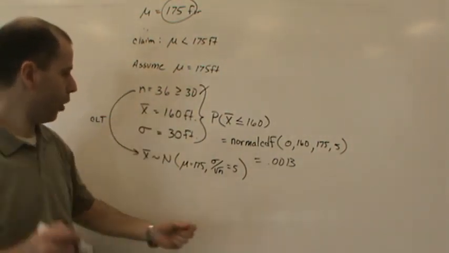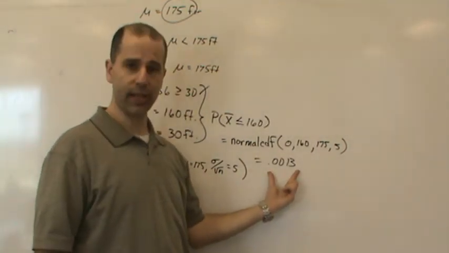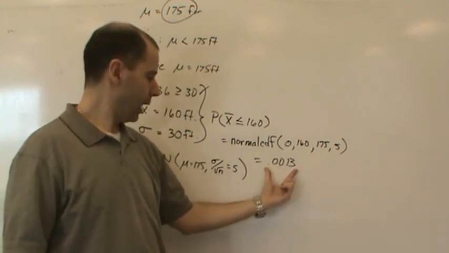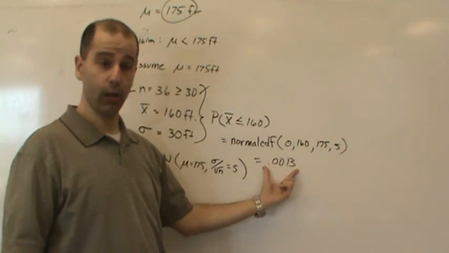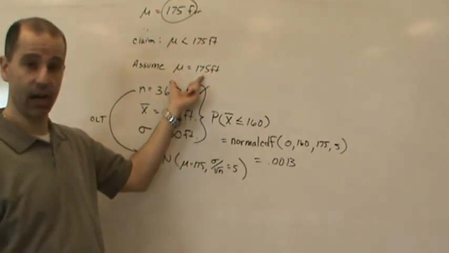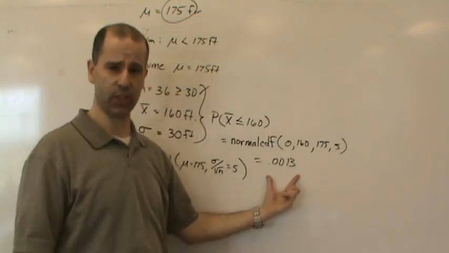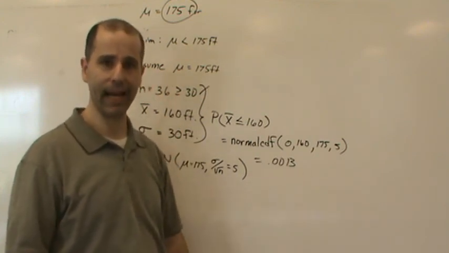Now, how small is this? We're going to figure that out later, but if this is too small, then that would be evidence against our assumption. Well, how small is too small, or what is significantly small? That's going to come up next time.